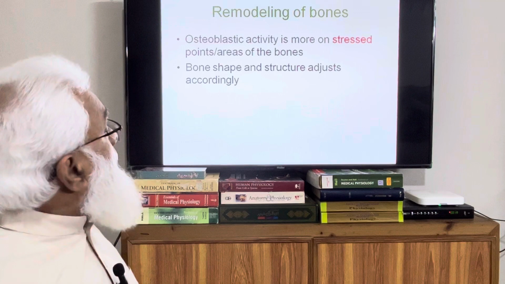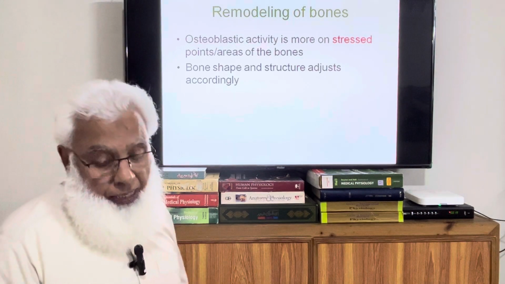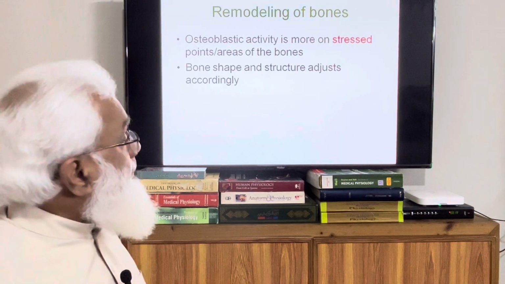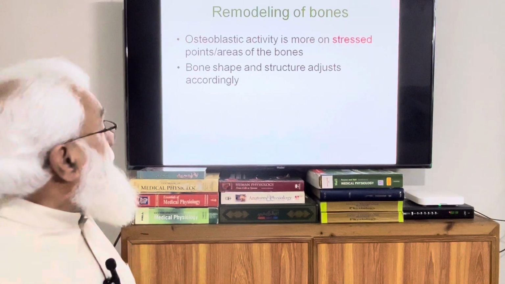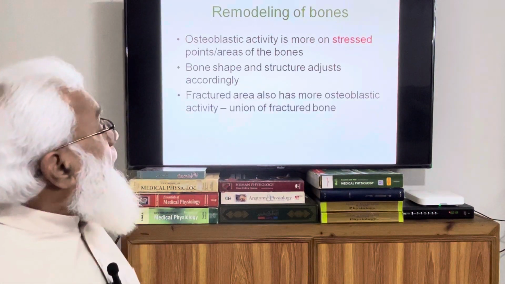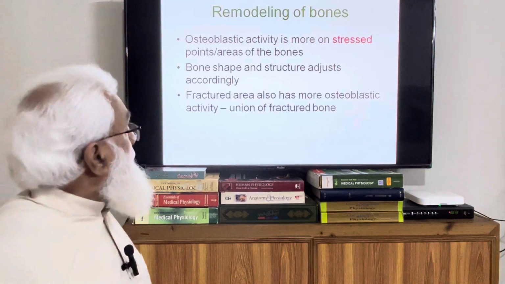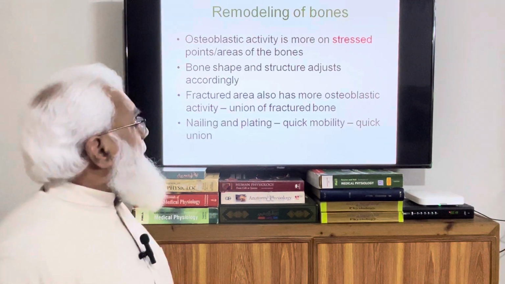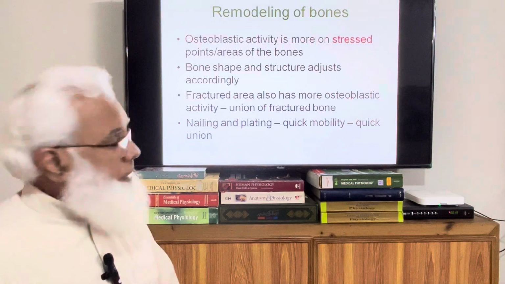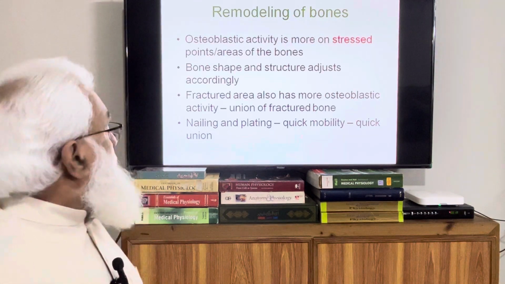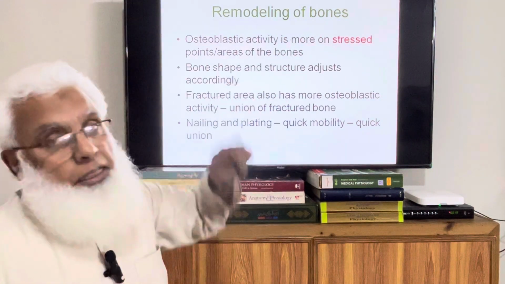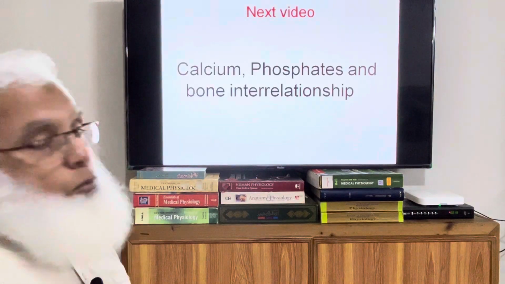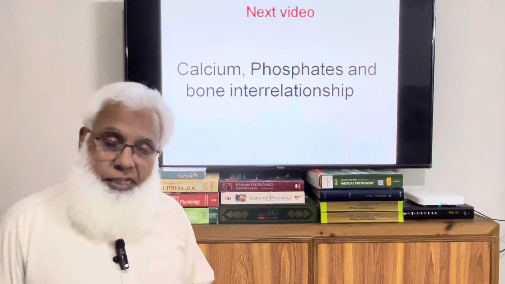Bone shape and structure adjust accordingly. जैसे अभी मैंने एग्जांपल दी, बोन की आपने एनाटॉमी पढ़ी, ट्यूबरासिटी वगैरह इसी तरह बनती हैं. And the fractured area also has more osteoblastic activity. Union of the fractured bone इसी वजह से होती है वहां पे. नेलिंग एंड प्लेटिंग जो मैंने एक्सप्लेन कर दिया है, quick mobility leads to quick union, because आपने स्ट्रेस जल्दी मोबिलिटी कर दिया है तो वो जल्दी स्ट्रेस हो जाता है.